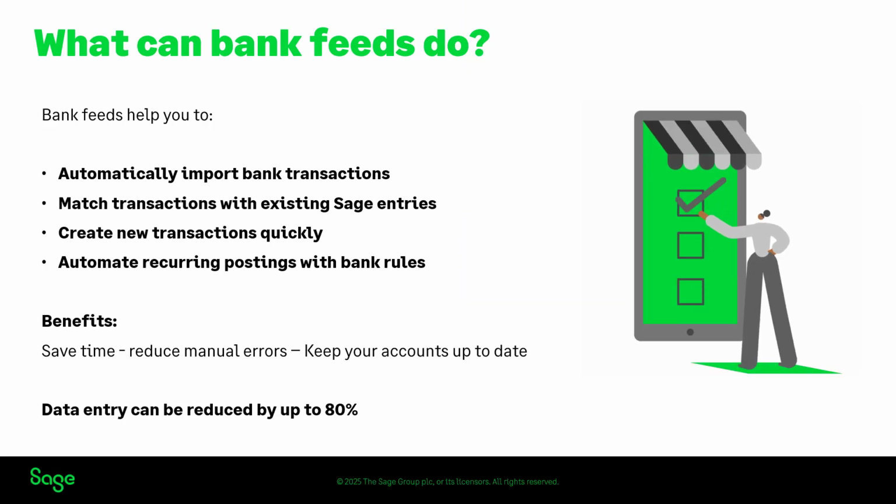So once your bank feed is connected, Sage can automatically import transactions directly from your bank. And from there, you can match transactions against existing entries in Sage, create new transactions where needed, and automate recurring transactions using bank rules. So this means you spend less time entering the data manually and more time reviewing and managing your accounts. So the main benefits are saving time, reducing manual errors, and keeping your financial records up to date. For many businesses, bank feeds can reduce manual data entry significantly, making day-to-day bookkeeping much more efficient.